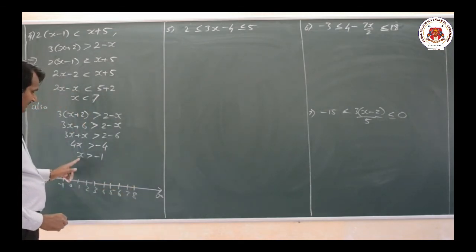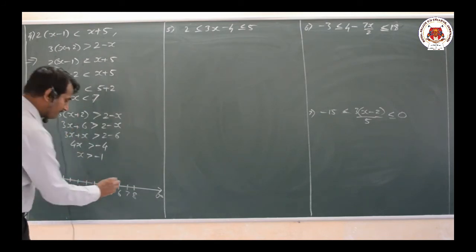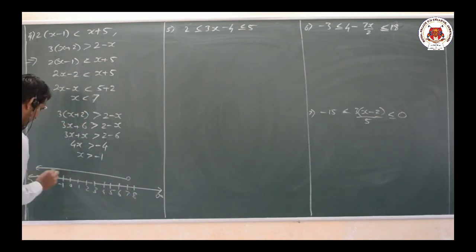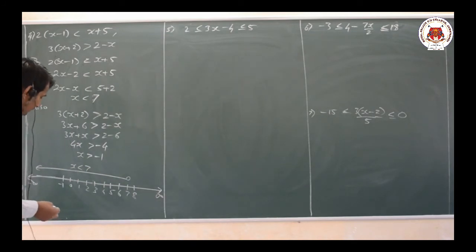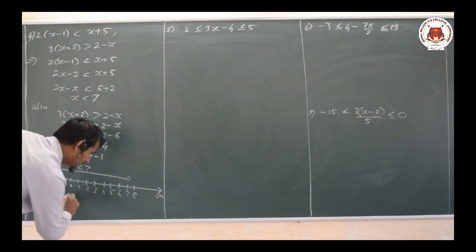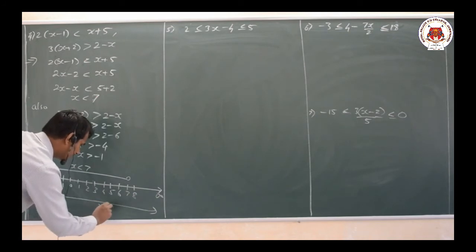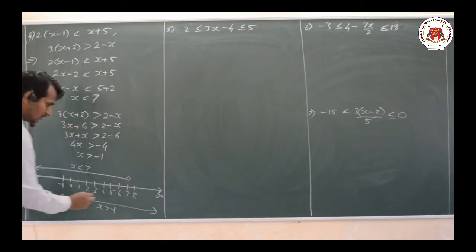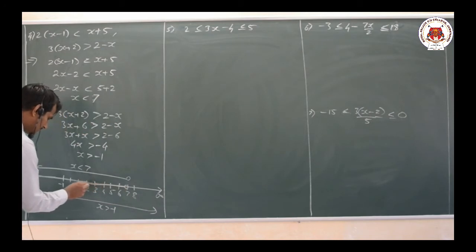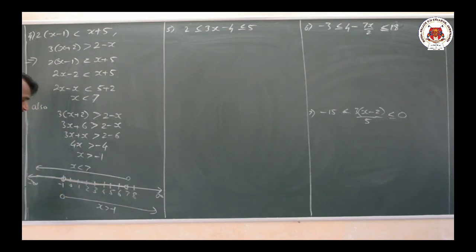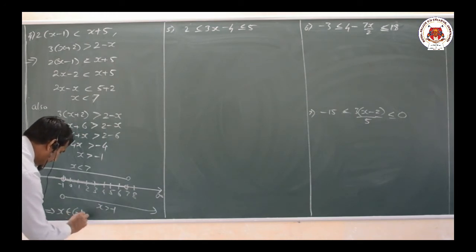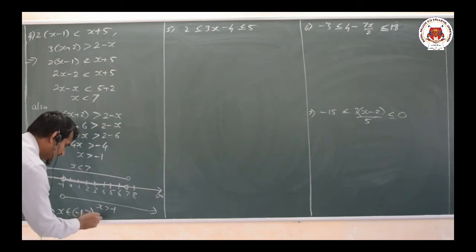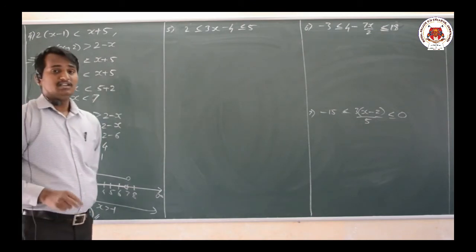First of all, x is less than 7, which means the region from here to the left. Next one is x greater than minus 1, which means the region right from here till plus infinity. So the common region between these two parts is our common region. So the solution is x belongs to minus 1 to 7. That is nothing but your required solution.